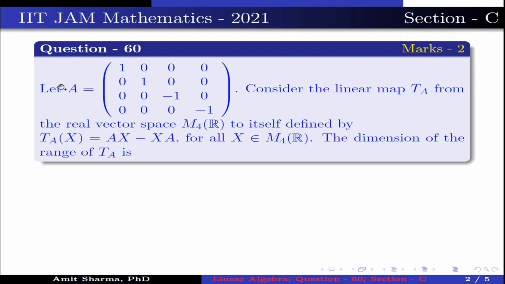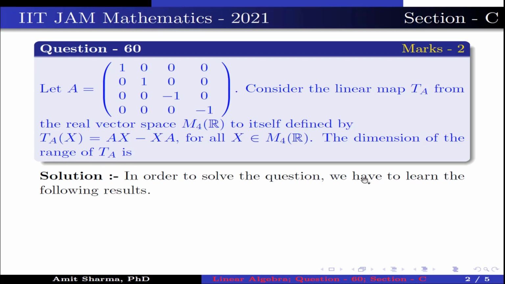Question number 60. Let A be a 4 cross 4 matrix having elements 1, 0, 0, 0, 0, 1, 0, 0, 0, 0, minus 1, 0, 0, 0, 0, minus 1. Consider the linear map TA from the real vector space M4R to itself defined by TA of X equal to AX minus XA for all X belongs to M4R. The dimension of range of TA is.